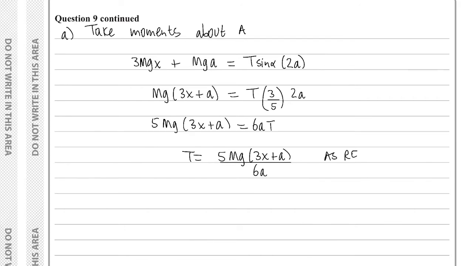So that was the first part of the question. We took moments about A, clockwise moments equals anti-clockwise moments, and we found an expression for T, the tension in the rope. The magnitude of the horizontal component of the force exerted on the plank at A by the wall is 2 mg, and we have to find x in terms of a. It says for 2 marks.